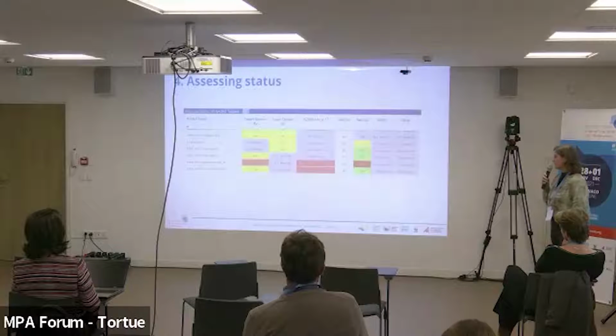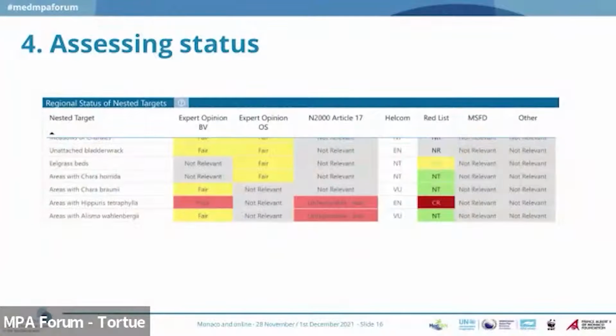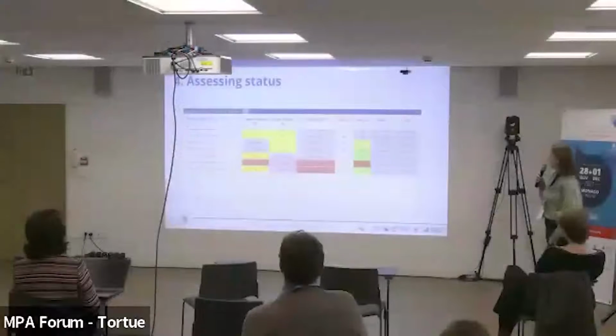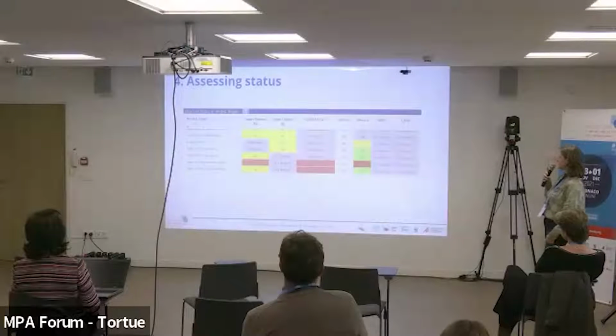So after we had identified our nested targets, the next thing that we did was to assess the status of the nested targets. So what was their health? What you see here on the table is a number of nested targets on the left side, and then we have the status ratings. The status was decided by regional experts who knew well about these nested targets in the different marine regions in Sweden. But of course, they were also leaning on other information like Natura 2000 and the red list. And then they came up with these ratings. Next slide, please.